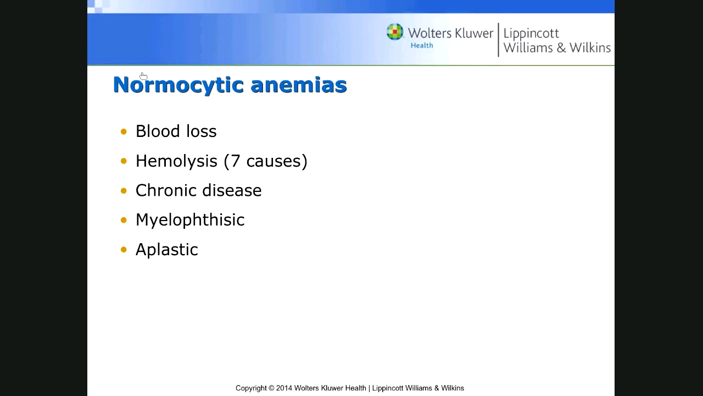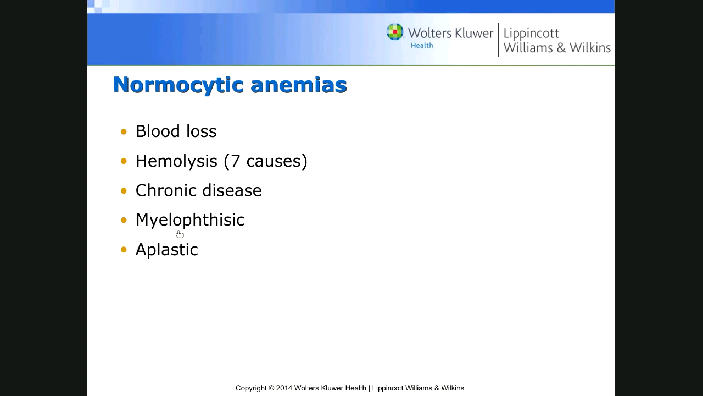There are certainly several causes of anemia. Broadly, we can say the red blood cell is normal but the patient becomes anemic. Blood loss is one of them. Hemolysis is another; we're going to see hemolysis associated with DIC or TTP, for example. Then chronic disease, and myelophthisic, meaning that the bone marrow is somehow crowded out, in the case of cancer, for example.